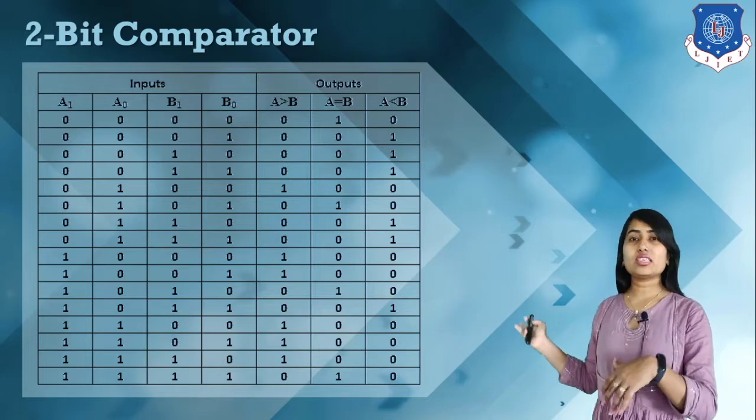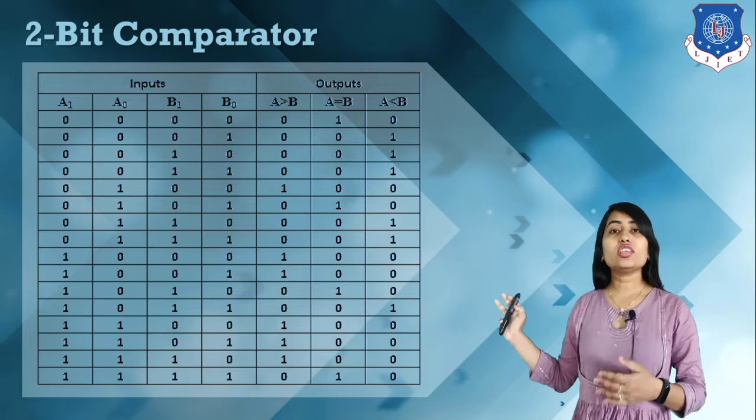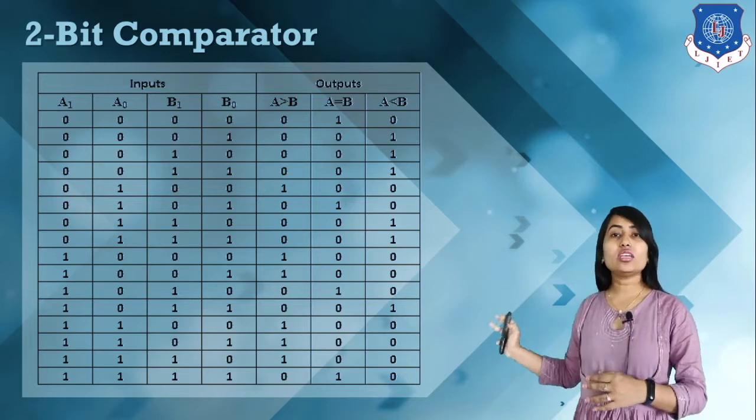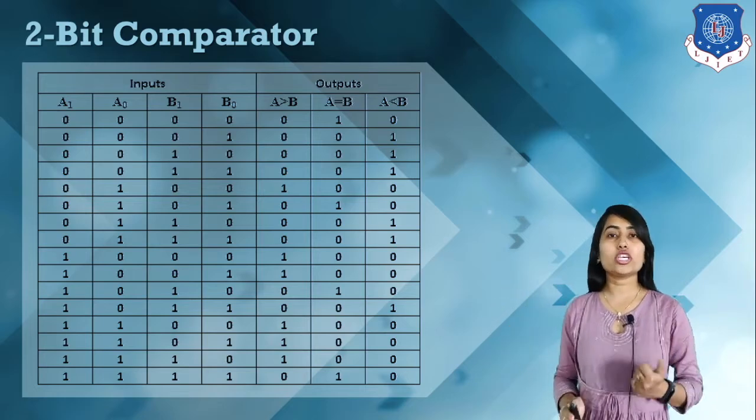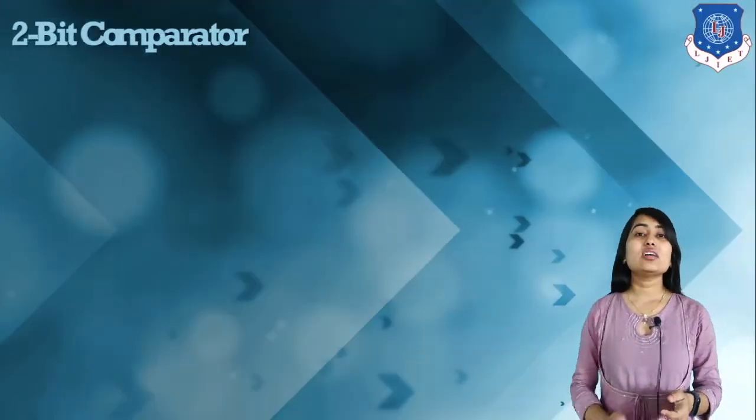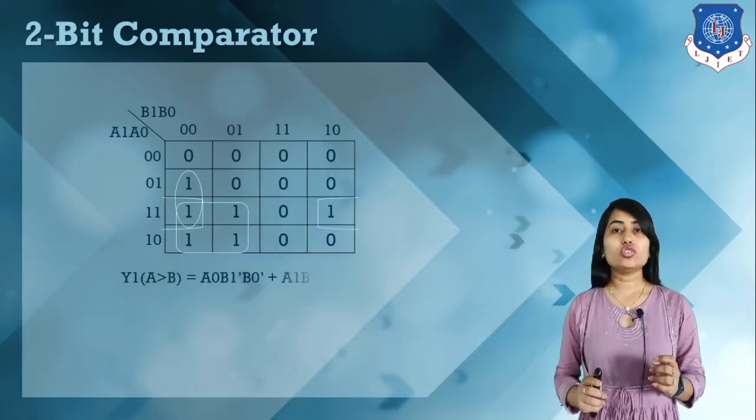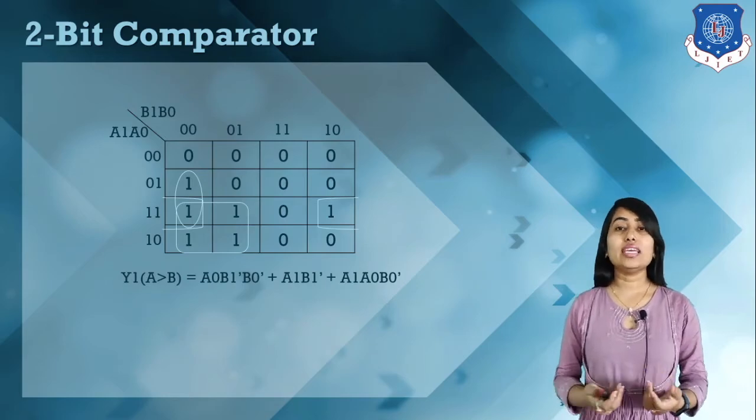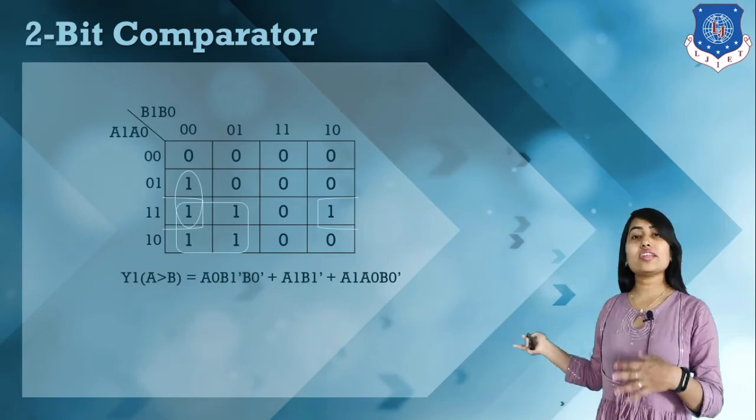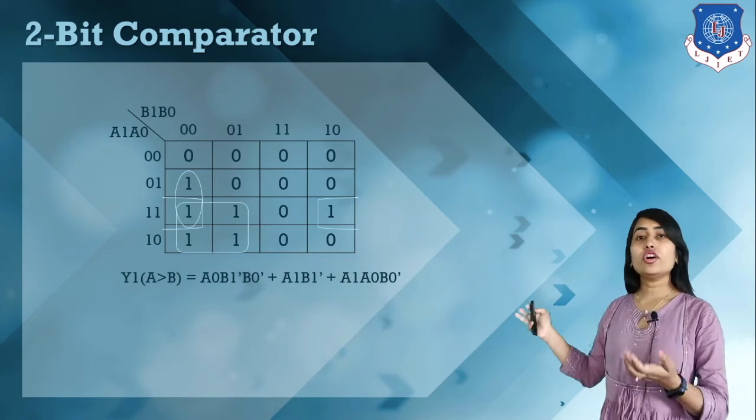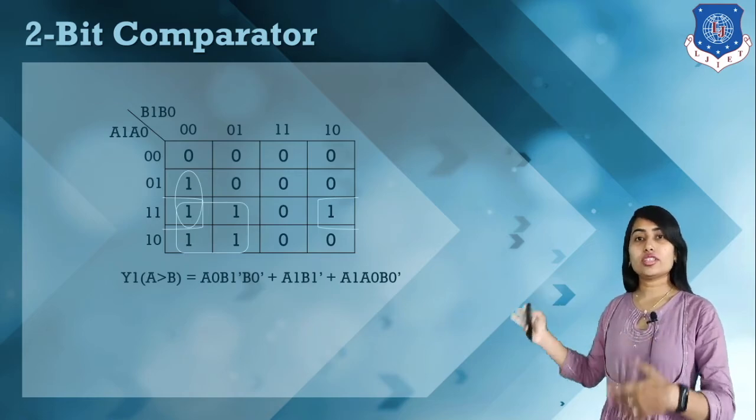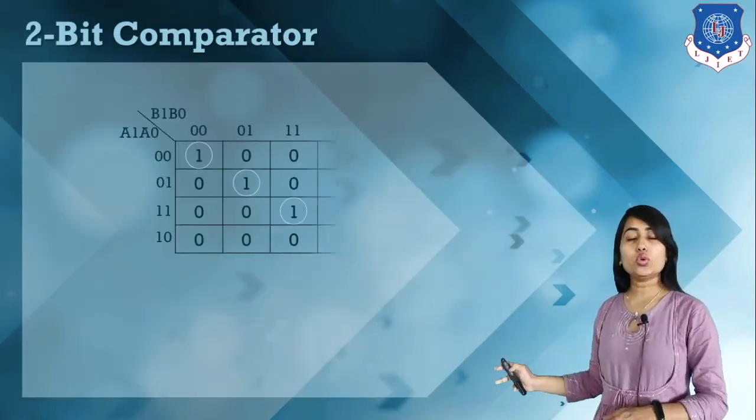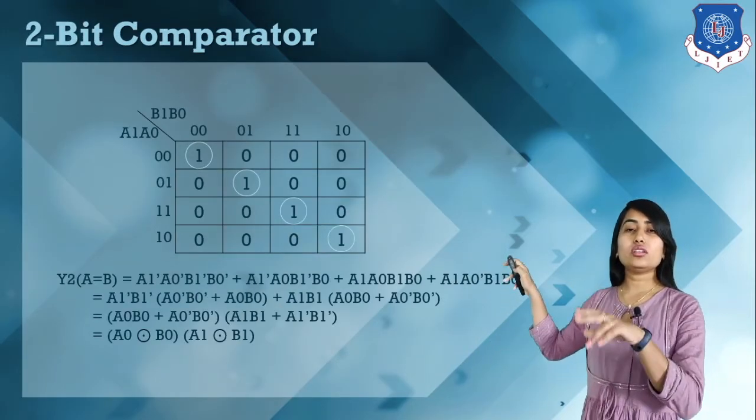Then by making this kind of truth table, calculate the values of y1, y2, y3 by making a K-map. Here we make a K-map like this, and then calculate the equations for A greater than B, A equals B, and A less than B. Here we have these equations for this 2-bit comparison for y1. Then we have this kind of K-map for y2. In y2 we have no grouping.